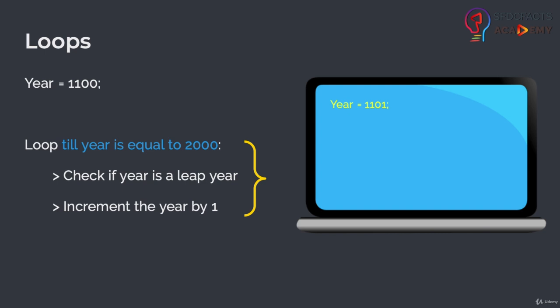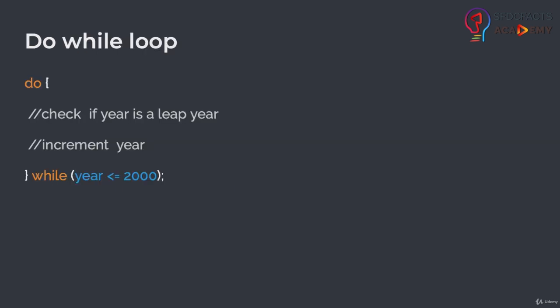Apex supports different types of loops. The first one is a do-while loop. A do-while loop has a condition which you specify after the while keyword, and here our condition is if year is less than or equal to 2000. So till the time your code meets this condition, your code block will keep on executing. Whatever you write in your loop code block will keep on executing till the time your year is less than or equal to 2000.